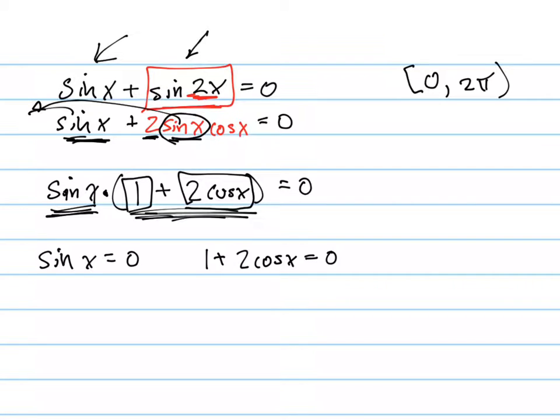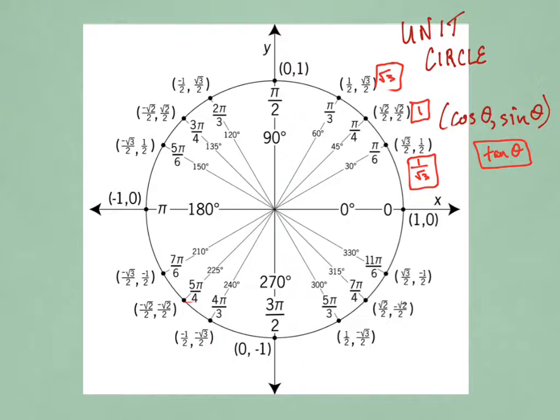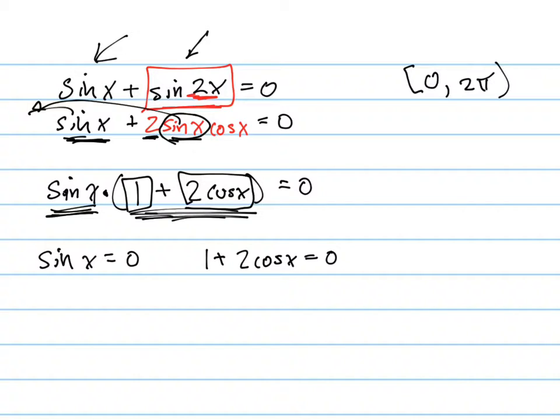And now I can solve each of these by looking at my unit circle. Where's the sine equal to 0? The sine is equal to 0 at, remember, that's your y coordinate. It's at 0 and at pi. And at 2 pi. But we're not going to include 2 pi, right? So x is at 0 and at pi.